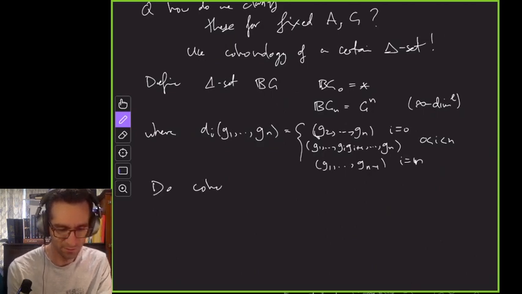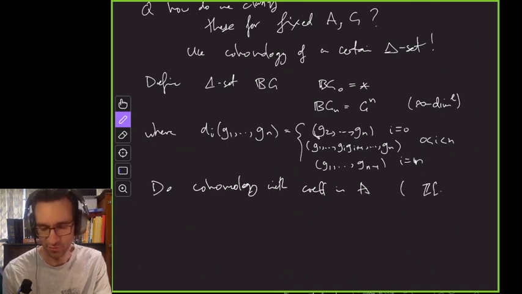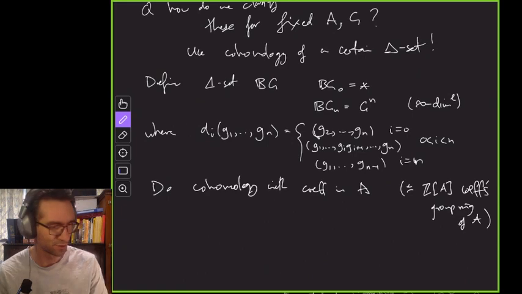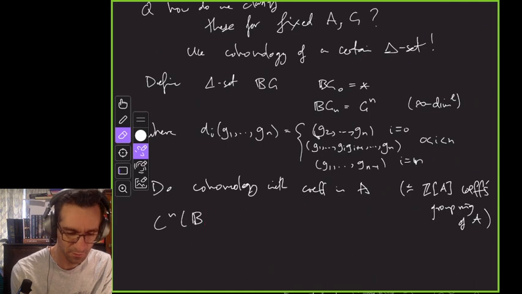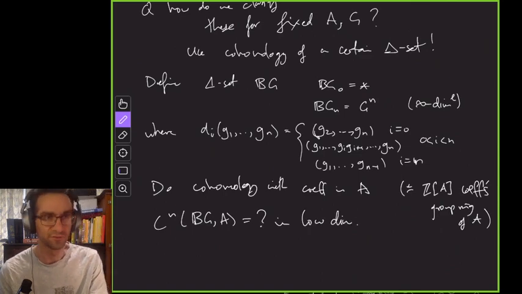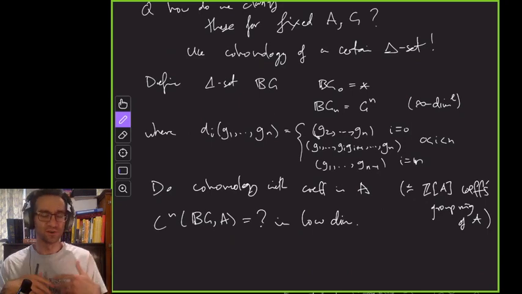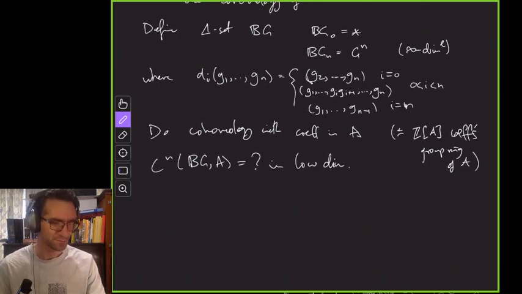So we can do cohomology with coefficients in A, or if you want to be really super strict, you could do something like the group ring of A. But we could just work directly with A. So it's infinite dimensional, so arbitrary cohomology is kind of, well, I know what it does, but let's get a feel for low dimensions.